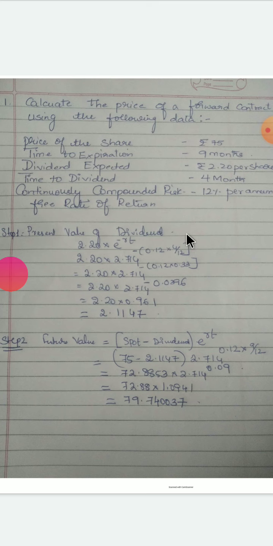See, there are two aspects. One is the value of forward contract, another one is price of forward contract. In this problem, I am teaching you the price of a forward contract. Even in the forward contract, you need to learn there are three things.